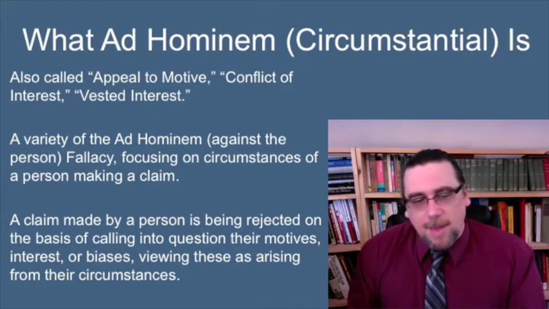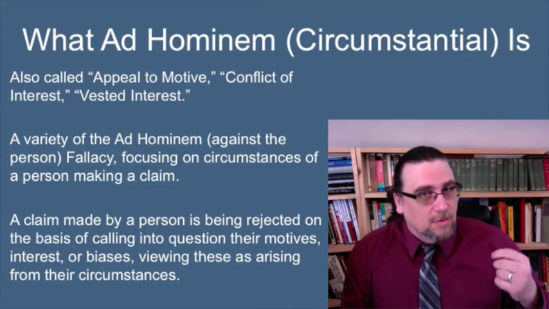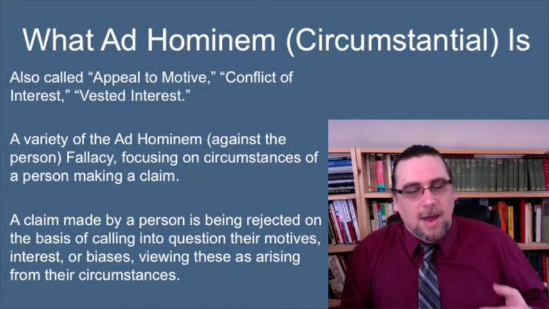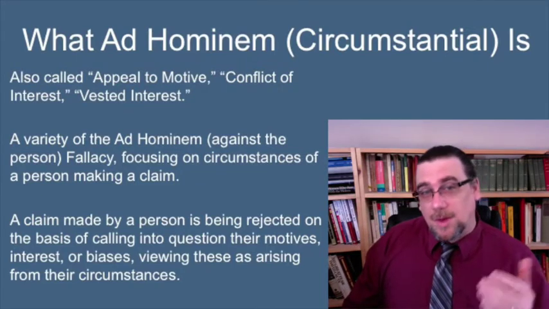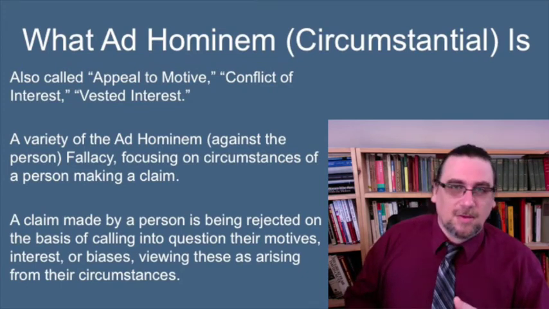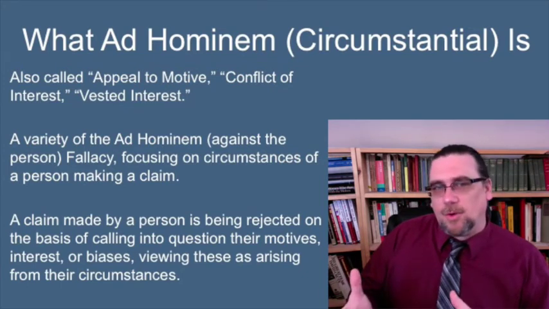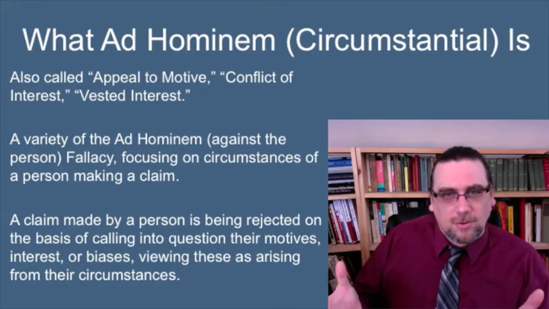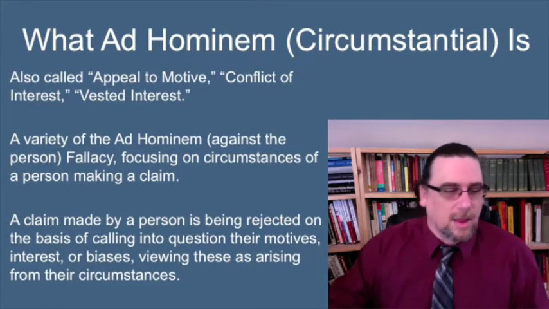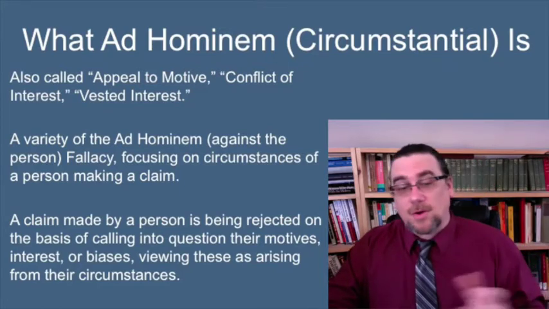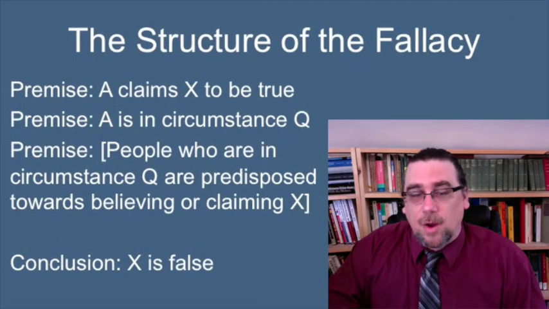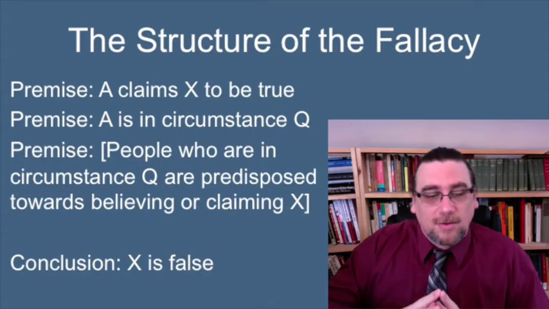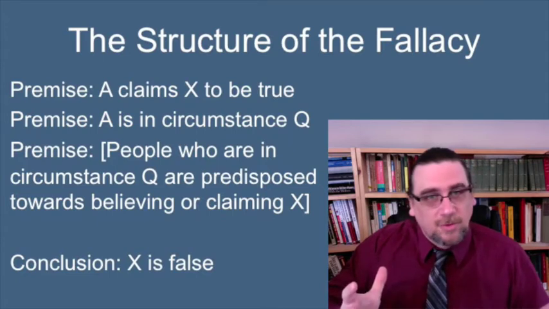And so the claim that's being made by the person is going to be rejected on the basis of calling into question things like their motive or their interest or their biases. And we say, well, those come from their circumstances, so therefore we can reject the claim. If we look at the structure of the fallacy, it's pretty straightforward, and you can see where it goes wrong. A claims X to be true, but A is in circumstance Q.